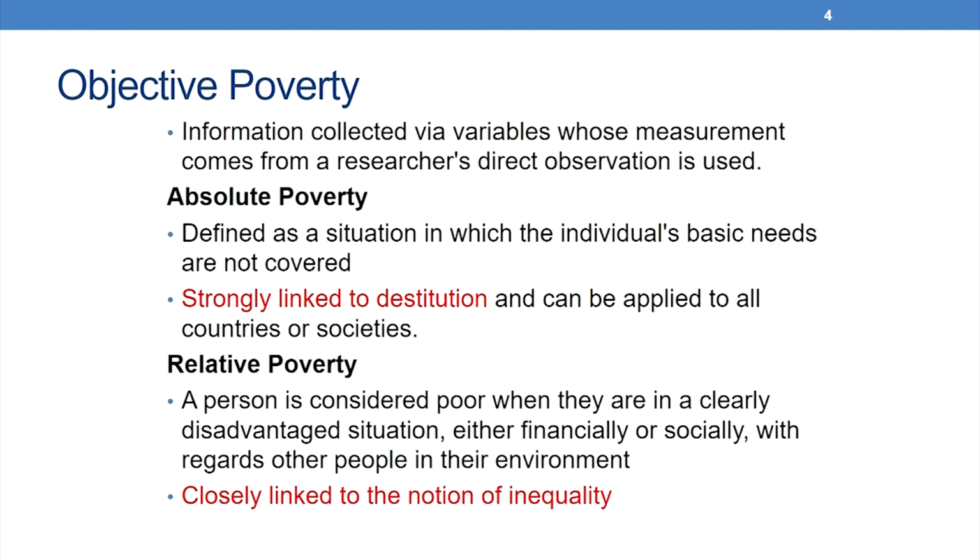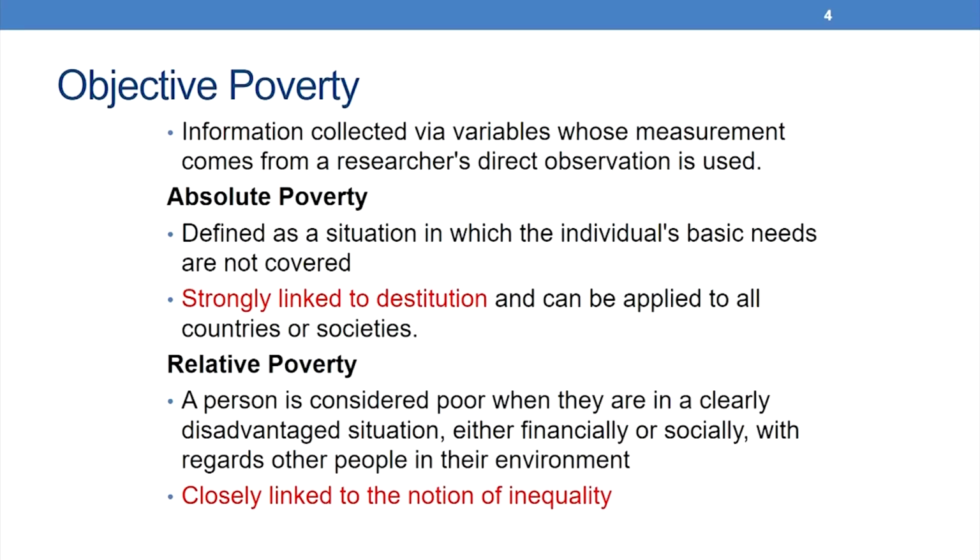There is also this concept that poverty is strongly linked to destitution and can be applied to all countries or all societies. So, when I was referring to the number of poorer people or poorer sections of population living below $1 a day, what we are essentially referring to is absolute poverty, and this is something that can apply to all countries or all societies. So, a person who is considered poor under this criterion is classified in the same way throughout the world.